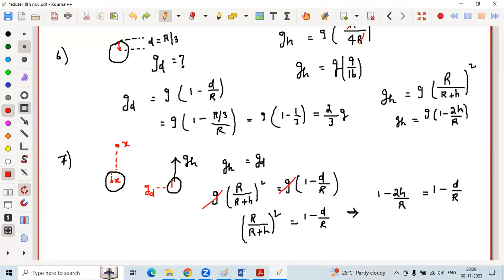இப்போ எனக்கு variation of g with respect to height ரெண்டு ஃபார்முலா உண்டு. g into R by R plus h whole square, அது correct formula. Shortcut formula or simplified formula, derived formula, gh is equal to g into 1 minus 2h by R. அது எங்க இருந்து வந்துச்சு? மேல ஃபார்முலா இருந்து வந்துச்சு. A small simplification.